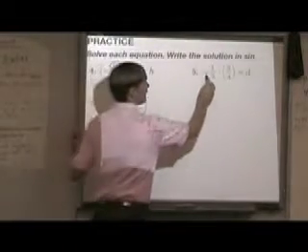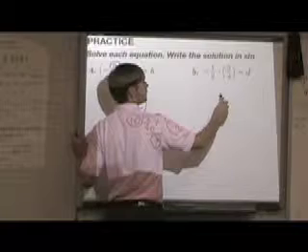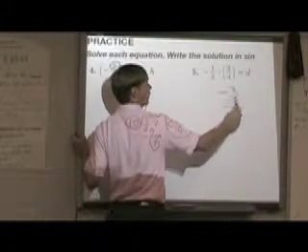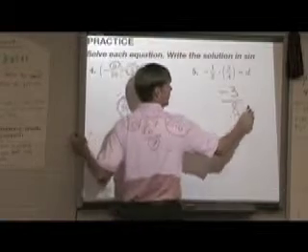Now this one you've got negative 1 times 3, which is? Negative 3. And 2 times 4, which is? So what does D equal?